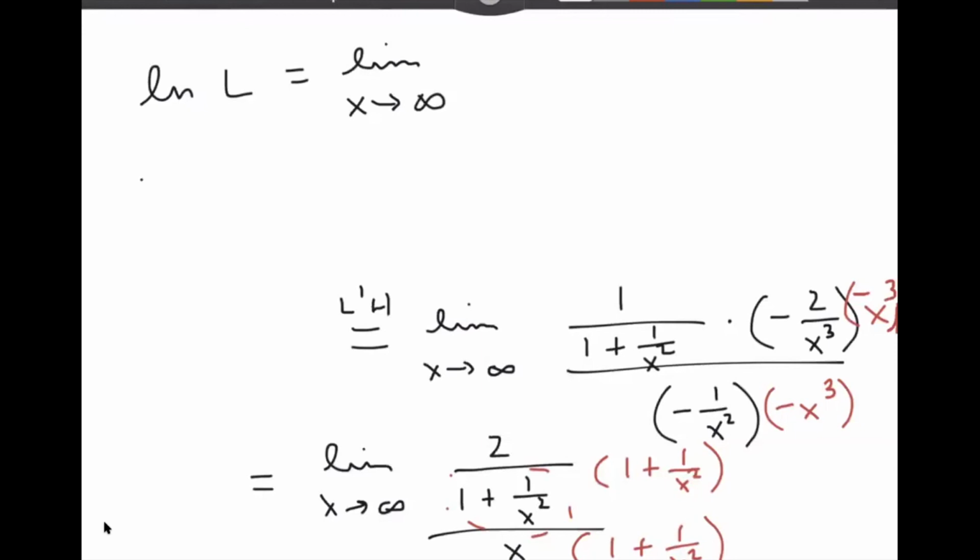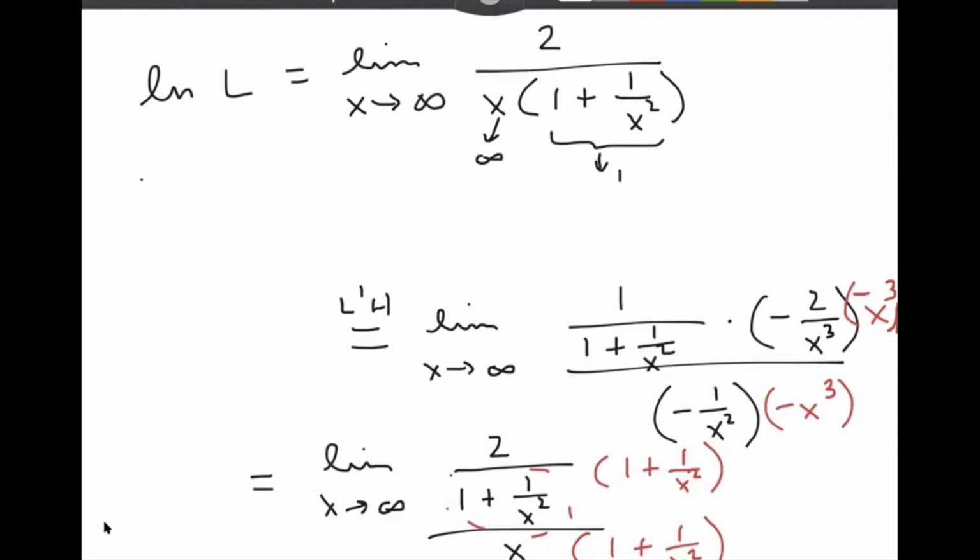Okay, so that's going to give us 2 over x times 1 plus 1 over x squared. And at this point, I think we can just evaluate this limit. We don't have to pretty this up forever, because as x gets bigger and bigger and bigger, this thing goes towards infinity. This thing here goes towards 1. So you have 2 over a really, really, really big number. That's going to get closer and closer to 0.